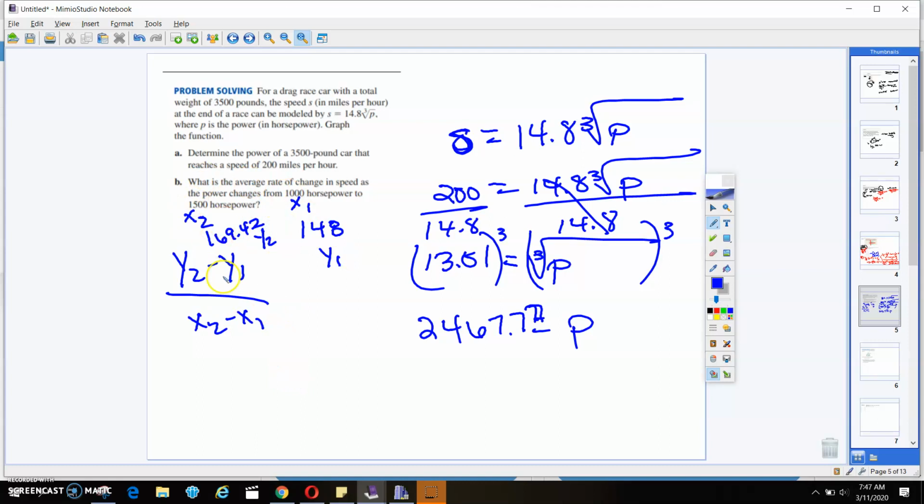And now I'm going to take these numbers and plug it into this equation. So this is going to be 169.42 minus 148 divided by 1,500 minus 1,000.